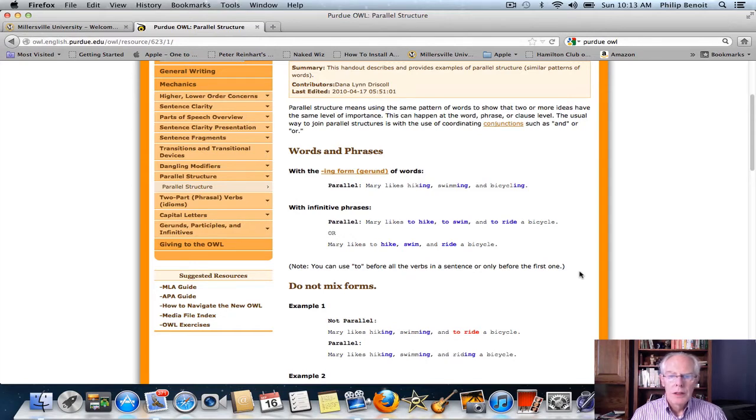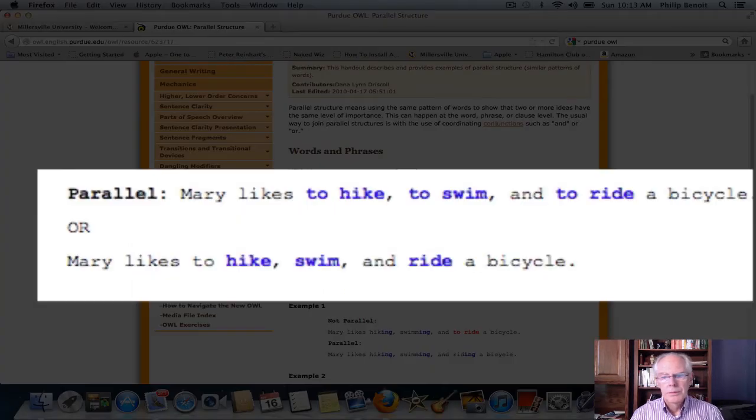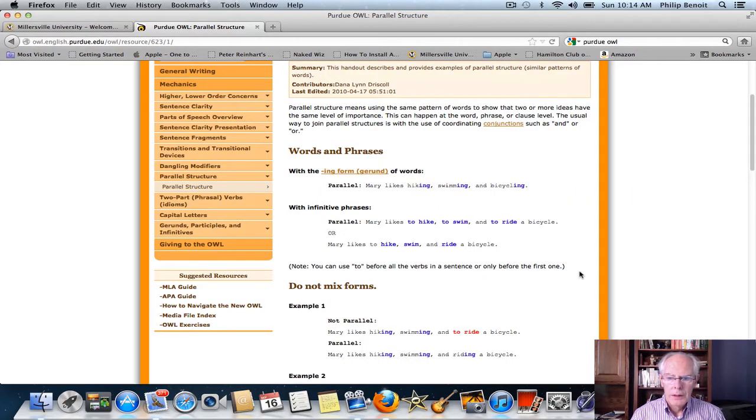Now, with infinitive phrases, we can do the same thing. We can just make that sentence a little different. "Mary likes to hike, to swim, and to ride a bicycle." Or "Mary likes to hike, swim, and ride a bicycle." So there you can see that we've used a parallel structure. We've used the "to" form, or the "-ing" ending form, to make the words in that sentence line up in a parallel sort of way.